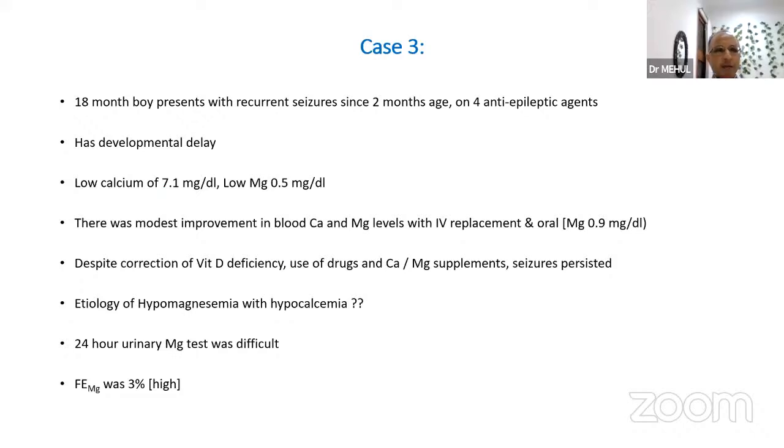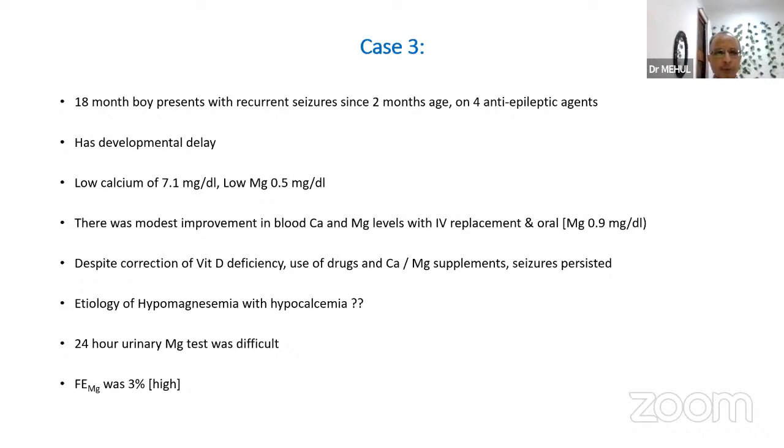Case 3 is an 18-month-old boy who presents with recurrent seizures since 2 months of age. He was on 4 antiepileptic agents. He also has developmental delay. Calcium was low. Magnesium was very low at 0.5 milligram per deciliter.